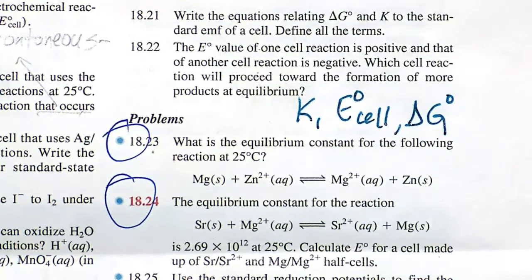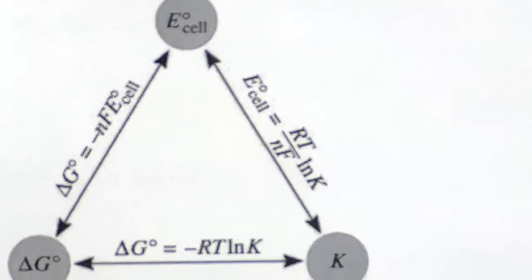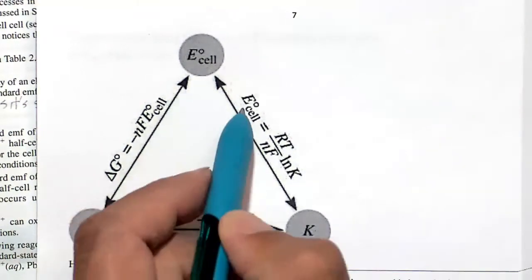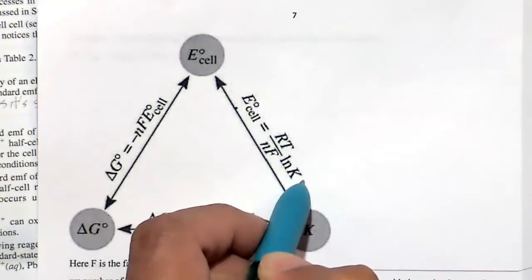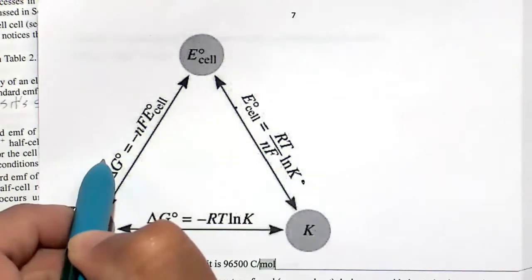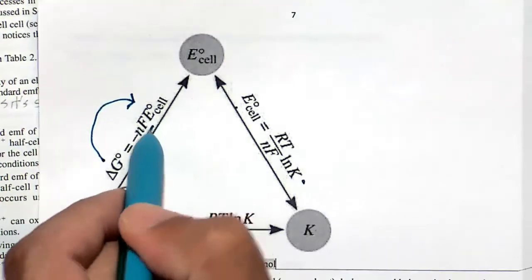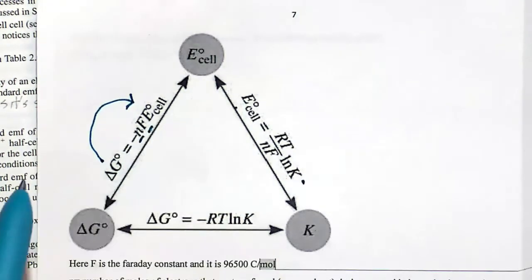So this triangle that relates the three is shown here. I got this from the Chang and Goldsby textbook. Here E cell is related to K, the equilibrium constant. Here delta G at standard state, Gibbs free energy, is related to E cell. F is the Faraday constant. N is the number of moles of electrons being transferred during the oxidation-reduction reaction.